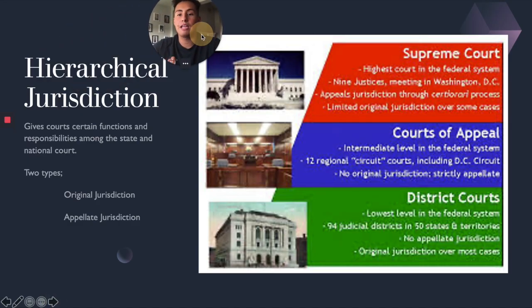And then lastly, we have hierarchical jurisdiction, which gives courts certain functions and responsibilities among the state and national courts. There are two types: original jurisdiction and appellate jurisdiction. Original jurisdiction basically means that the case has not been decided. Appellate jurisdiction means that the case has already been decided but has been appealed for review.